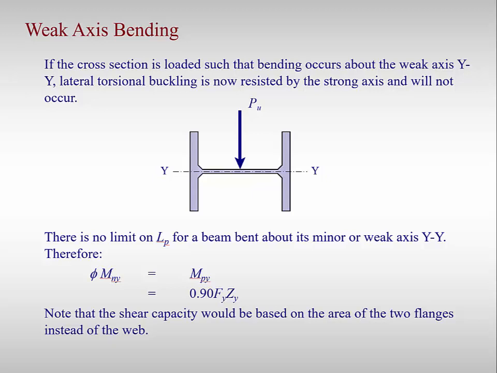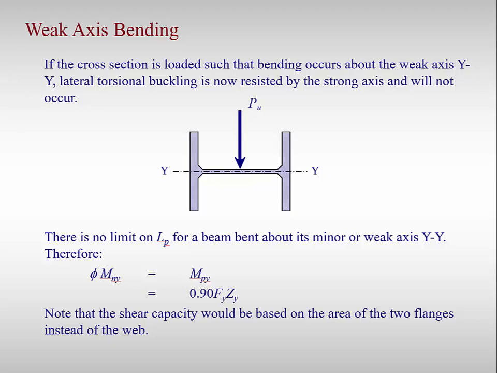beam. For W shapes, the calculation of the weak axis bending capacity is much simpler than the strong axis, since lateral torsional buckling does not occur. This is because the cross-section is trying to buckle into the strong axis rather than the weak axis. There is just too much resistance for this to happen. Note that for the plastic section modulus, the Z sub Y is used instead of Z sub X.